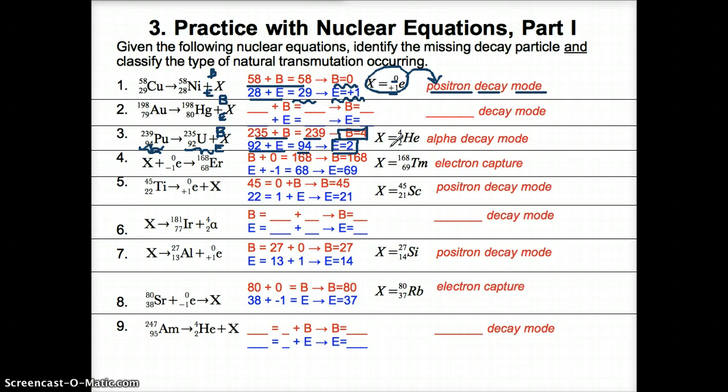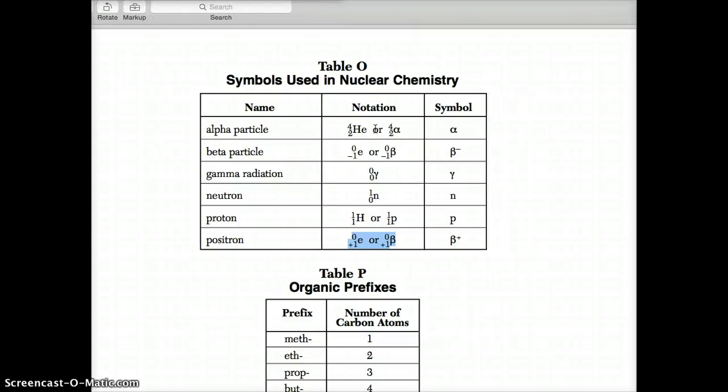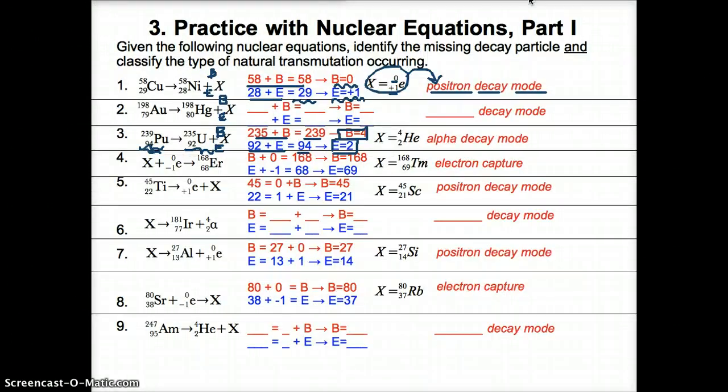So what particle has a mass of 4 and a charge of 2? If we check, we'll see that on table O, it is an alpha particle. All right, so we just write 4,2 He for the notation here, and we know it's alpha decay mode because we release a particle with a charge of 2, a mass of 4 and a symbol of He. All right, next here we have X plus 0,negative 1 e produces 168,68 Er.